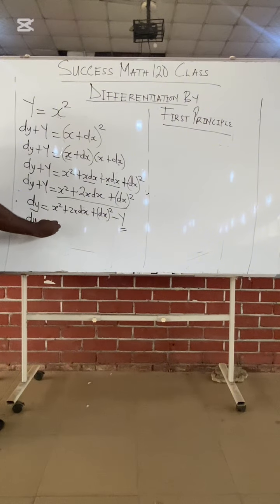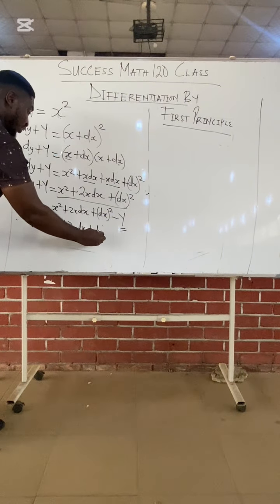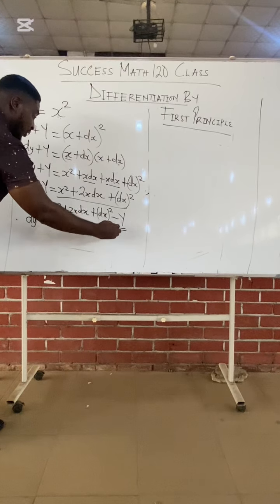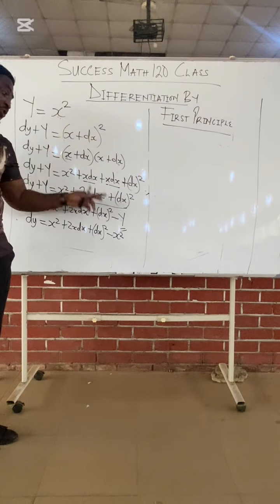Substitute for y as the function. So x squared plus 2x dx plus dx all squared. But instead of y, what will you now put? x squared. Because from the question, y equals what? x squared. So substitute for y as the function, which is x squared.